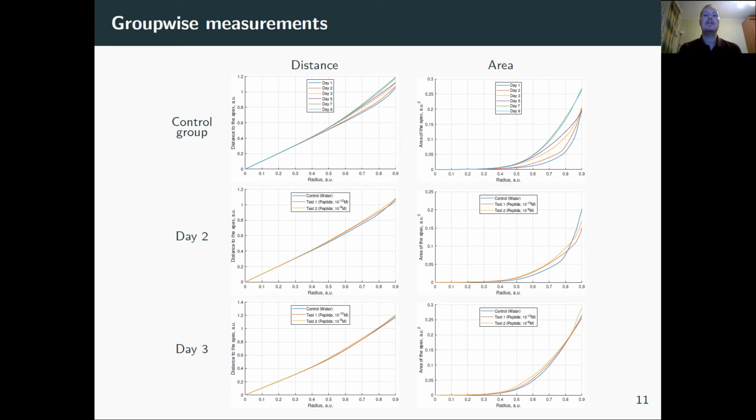In the experiments, 3 groups of 20 planarians were compared: a control group consisting of planarians placed in water, and 2 test groups placed in solutions of a peptide with a concentration of 10 picomolar and 10 nanomolar. They were photographed for several days.